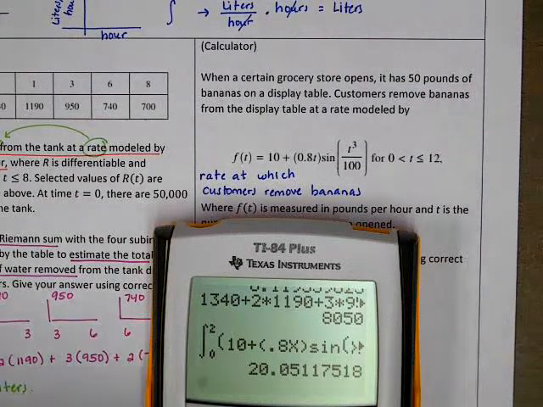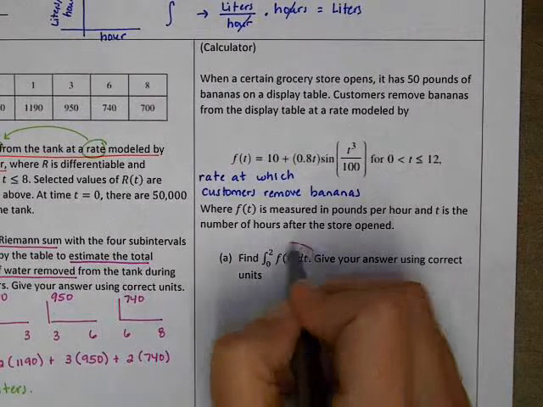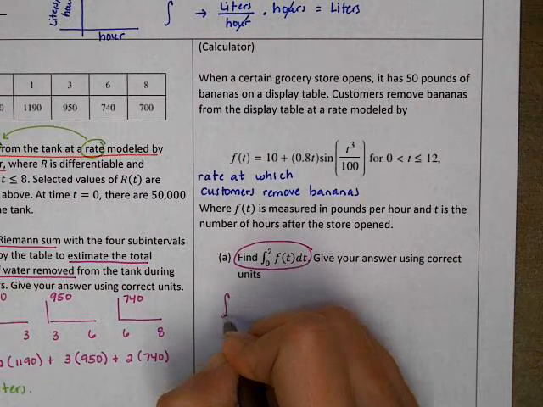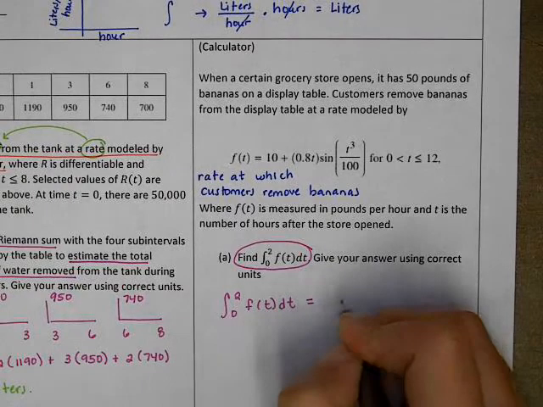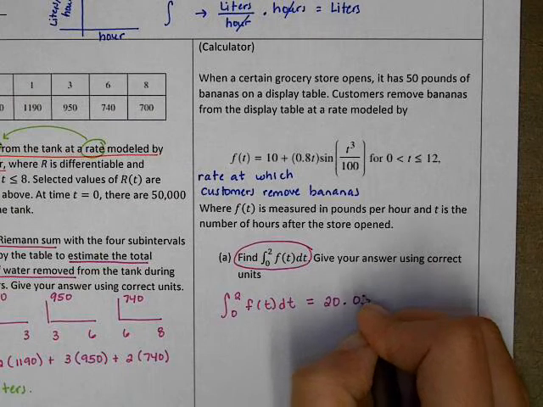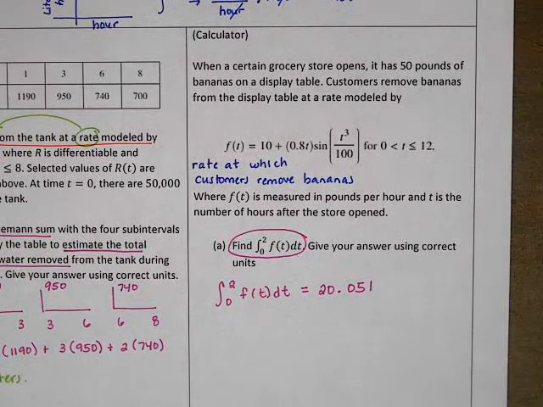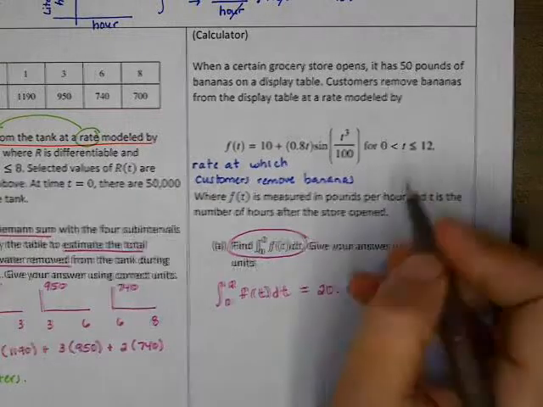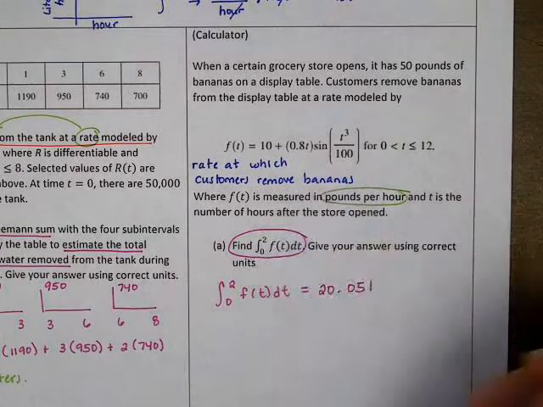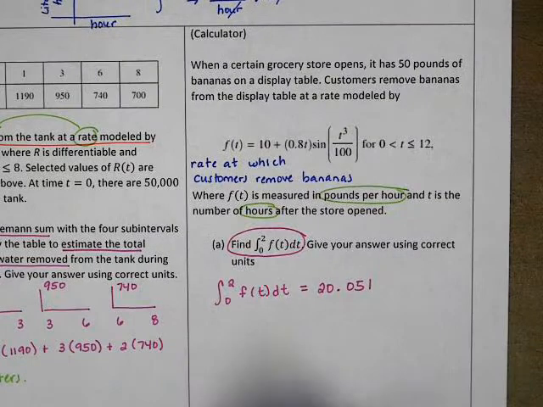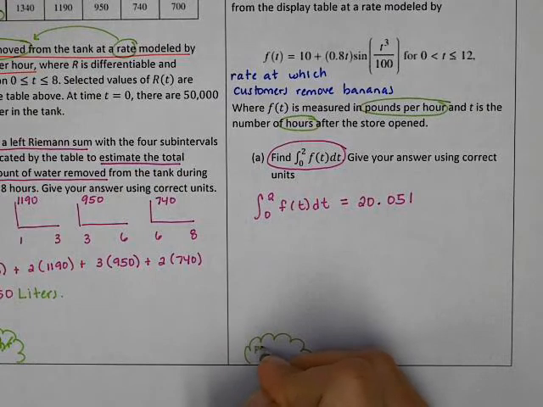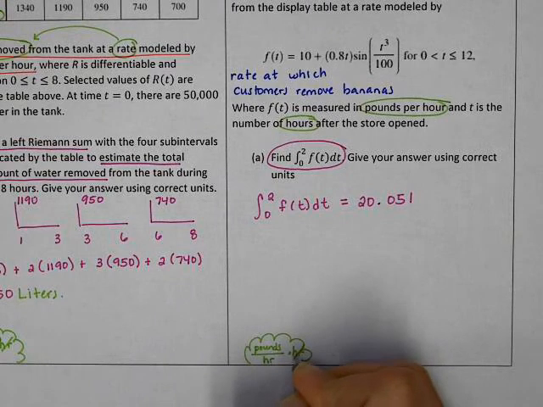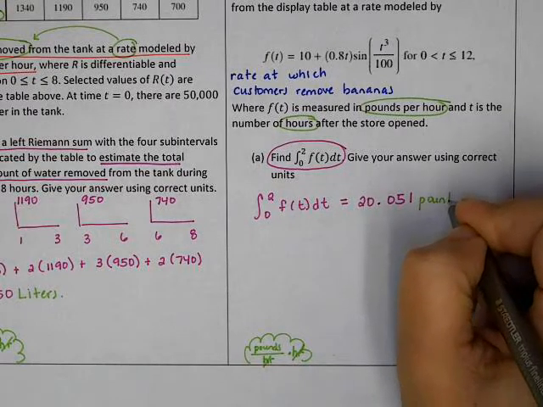So the first part of this question is find this integral. Okay, well the integral from 0 to 2, f of t dt, would be 20.051. Now it says give your answer using correct units. So we know that f of t is measured in pounds per hour, and t is the number of hours. And again, you can do this on the side, or in your head. If you do pounds per hour times hours, your answer is just going to be pounds.